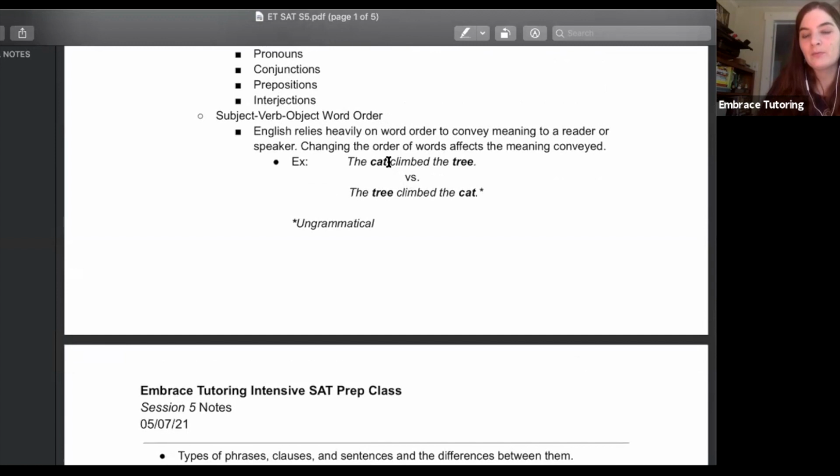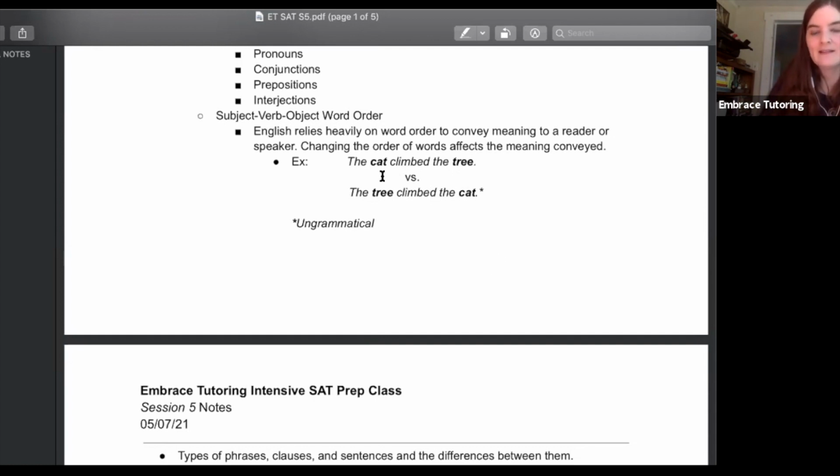And then you have the predicate, which is in essence the verb in the sentence, but it includes more than that. It tells me what is happening in the sentence, or what is being done to the subject, or what the subject is doing. So, climbed the tree. The tree is a noun as well, just like cat is in this sentence, but it's acting as the object that the cat climbs. So it's actually part of the predicate, and not the subject of our sentence.